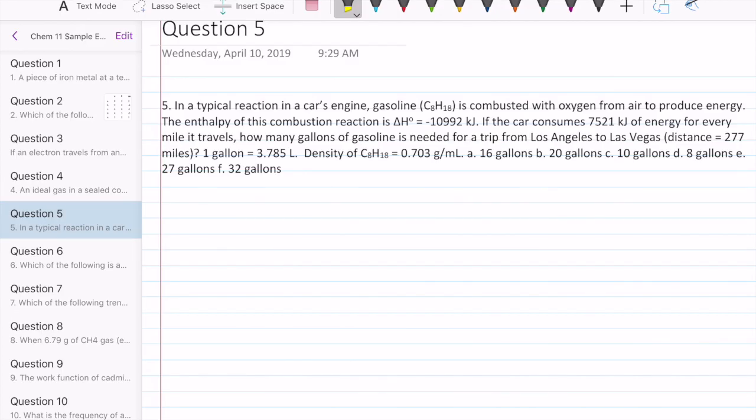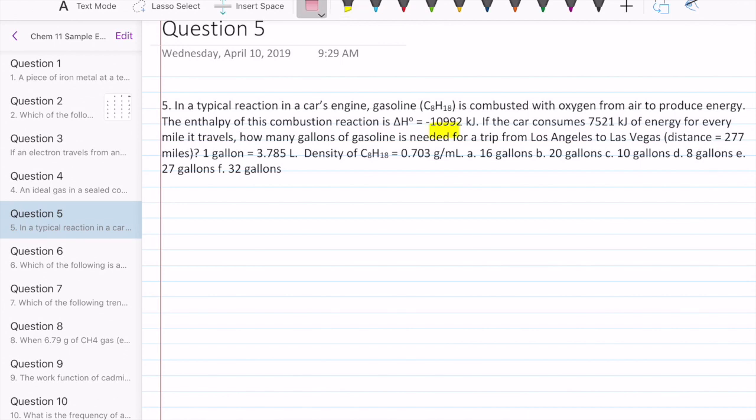Okay, well, let's take a look at question 5 in sample exam 3. There's a dimensional analysis component to this question as well as thermochemistry. It says that in a typical car engine reaction, you're basically burning gasoline, so combustion is gasoline with oxygen to produce energy. And then the enthalpy of this combustion is given.